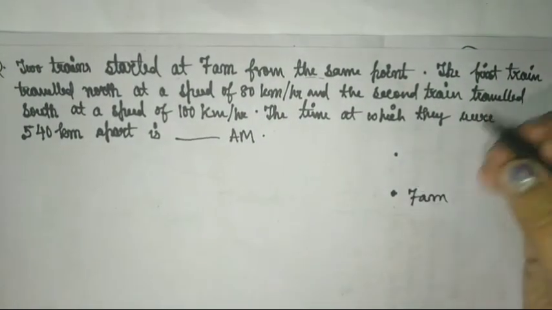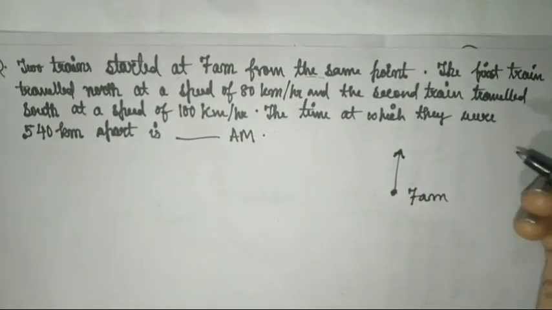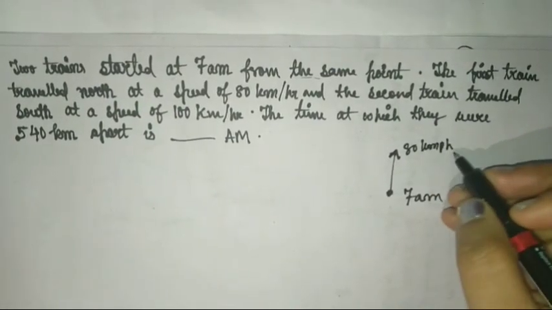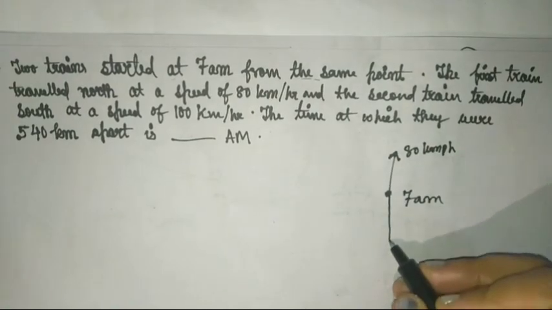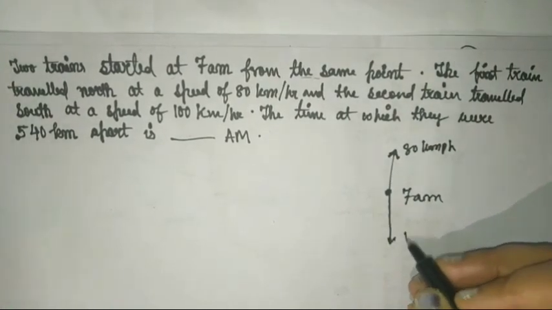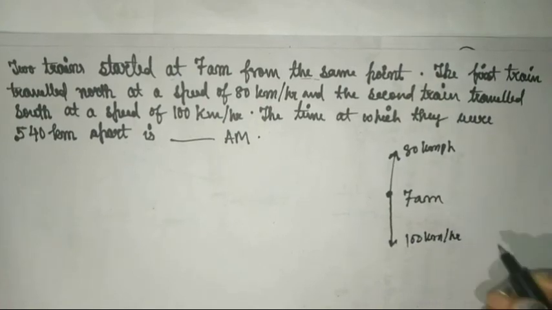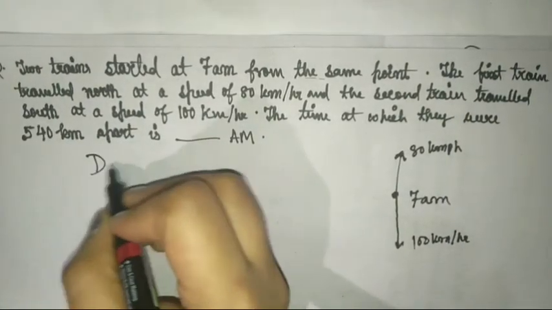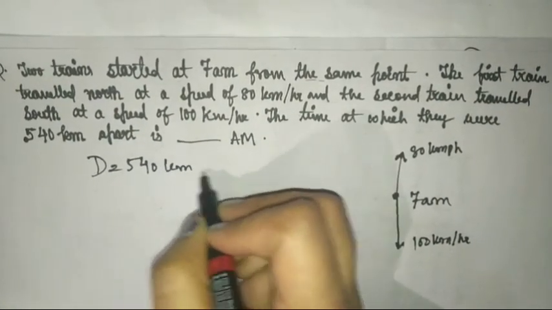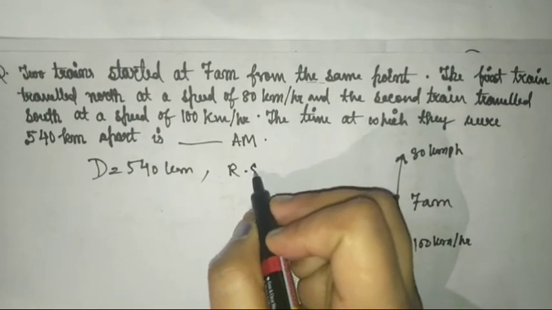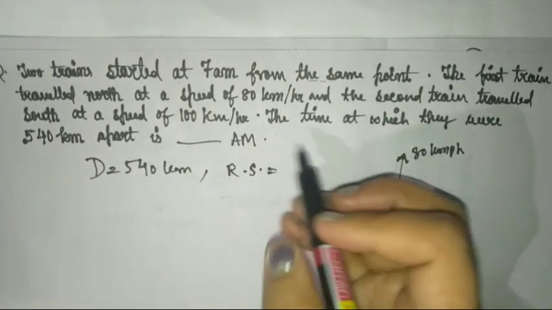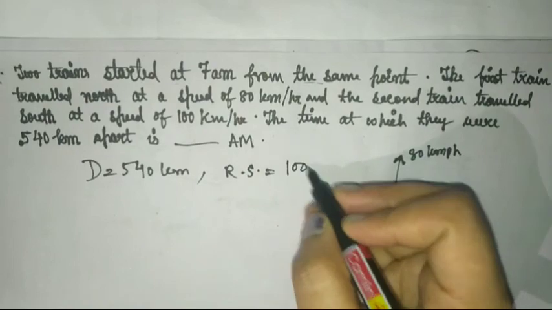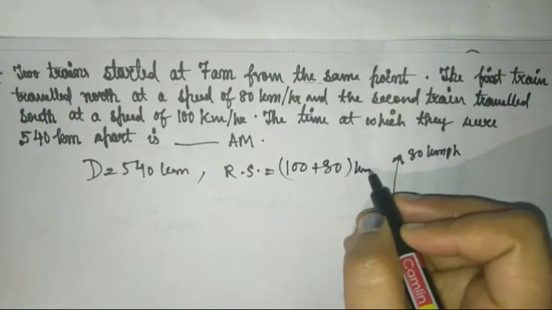One traveled north with the speed of 80 km per hour, kmph, and another train traveled with the speed of 100 km per hour. Now we are asked to find the time at which they were this much apart. So distance is given as 540 km. We know the relative speed. Relative speed will be the sum, 180, because they are traveling in opposite directions. So this is 100 plus 80 kmph.